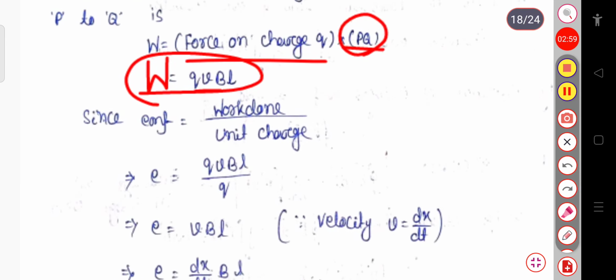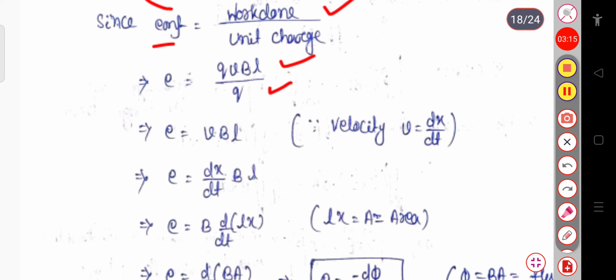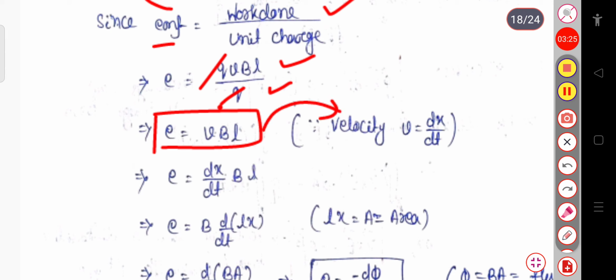Now the EMF, we know, can be calculated as the work done per unit charge. This work done is QVBL divided by the charge Q, and by cancelling Q with Q we get the EMF equal to VBL. The velocity can be written as the rate of change of displacement, dx by dt, and putting this value of velocity here, E equals dx by dt into BL.